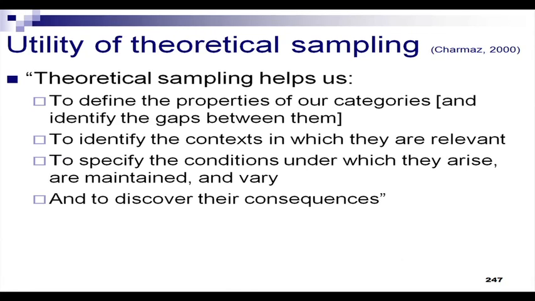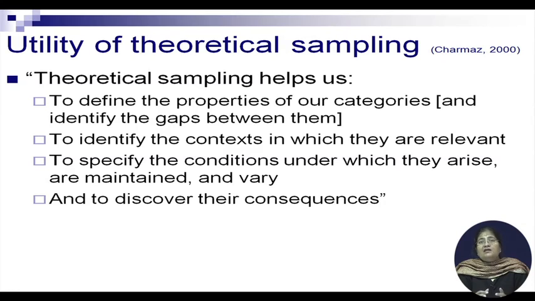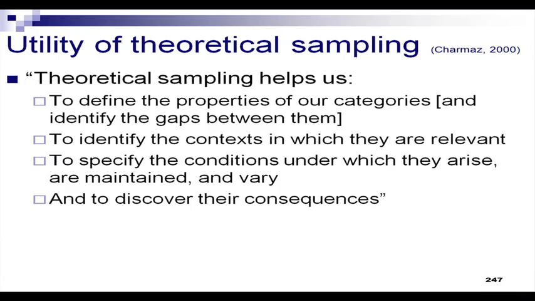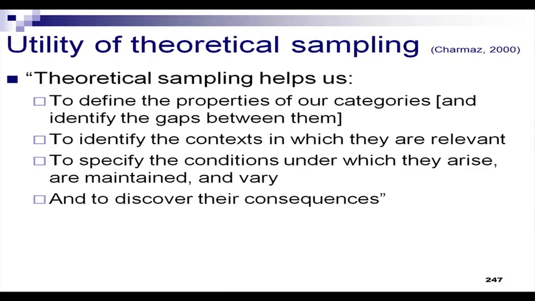It also helps to specify the conditions under which they arise, are maintained and vary, and to discover how these categories then eventually explain the phenomenon or fit into the phenomenon. What do they do to the existing phenomenon once they are created? So theoretical sampling helps to discover the consequences of the categories that have emerged.